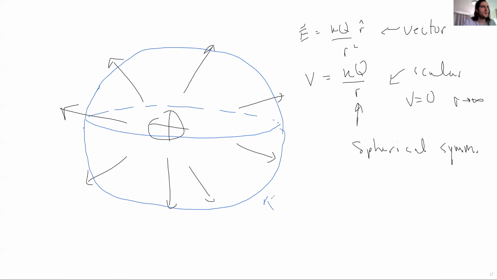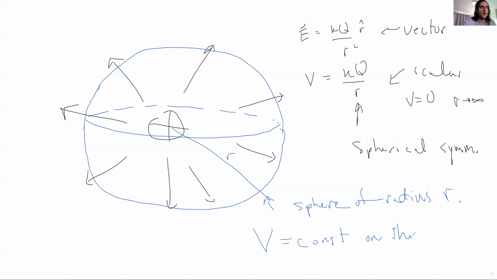Okay, so this is a sphere of radius r. And the electric potential is the same everywhere on the sphere. So V equals constant on this sphere. Whenever the potential is constant on a sphere, we call that an equipotential surface.